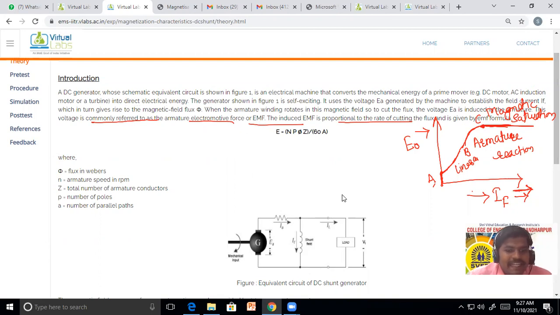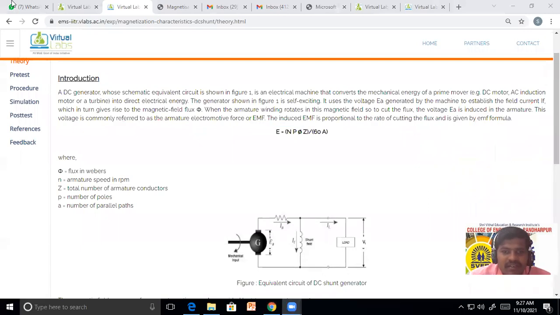into direct electrical energy, that means this generator converts mechanical energy into direct electrical energy. Mechanical energy कडून electrical energy काय करेल? Generator. Now the generator shown in the figure is a self-exciting generator. It uses the voltage EA generated by the machine to establish the field current IF.